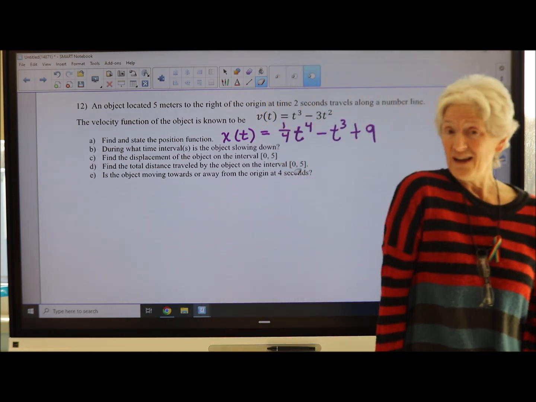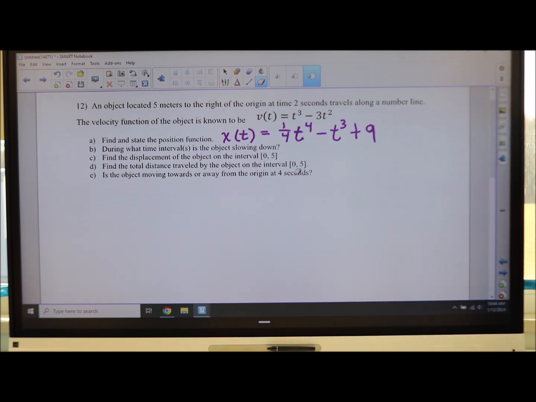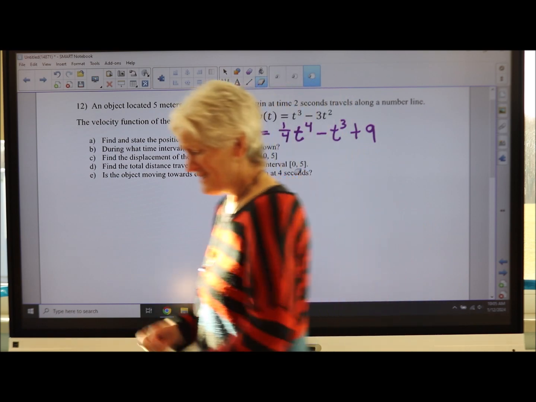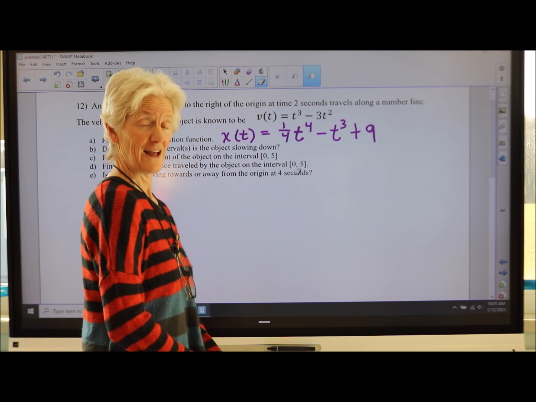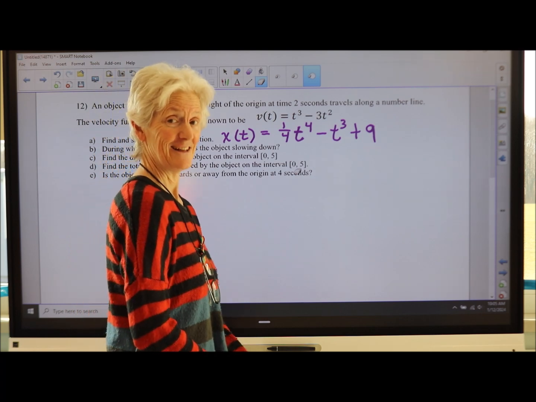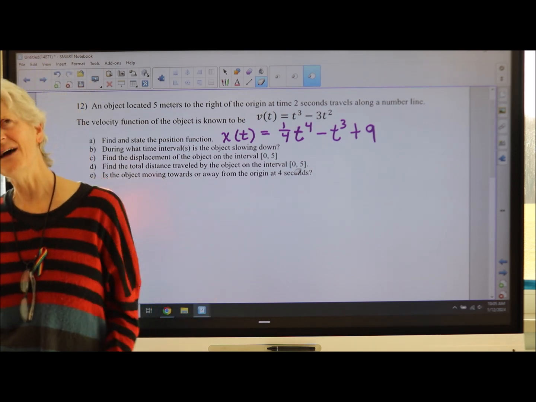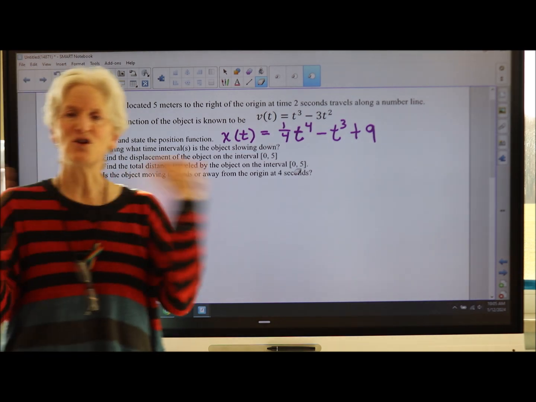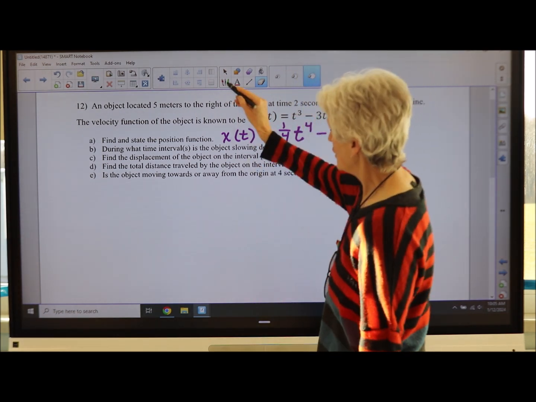If I'm to the right of the origin and moving to the right, I'm moving away. If I'm to the right of the origin but moving to the left, I'm moving towards the origin. If instead I'm to the left of the origin and moving right, I'm moving towards again. But if at 4 seconds I'm to the left of the origin and my velocity is negative, I'm moving away. So you see, you have to look at the position and the velocity at 4 seconds. So let's do that.